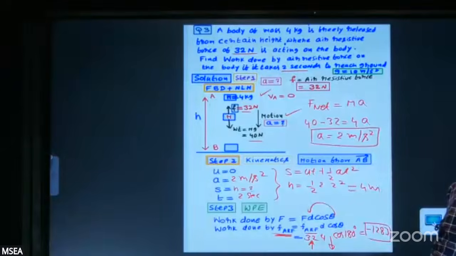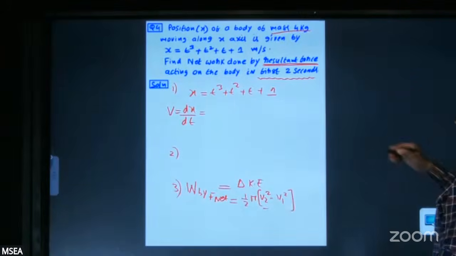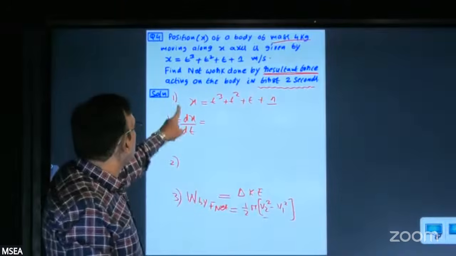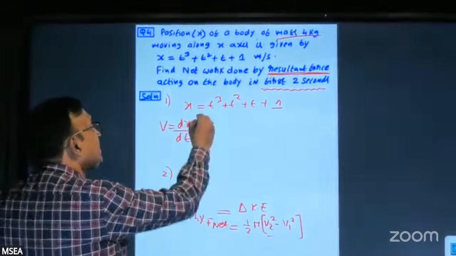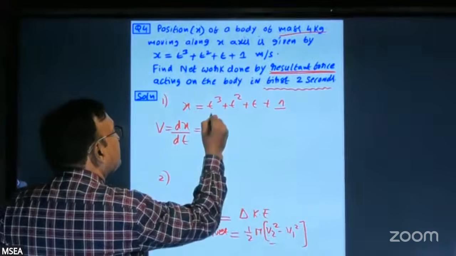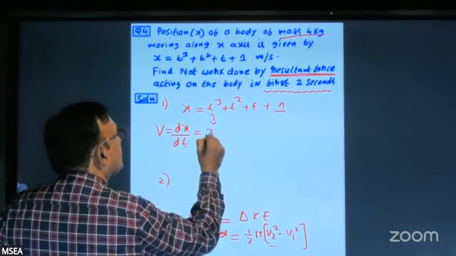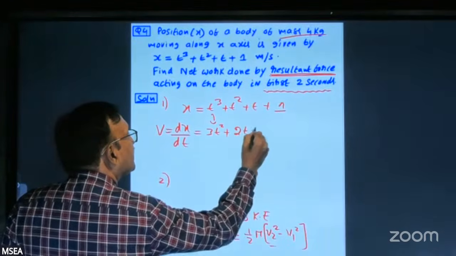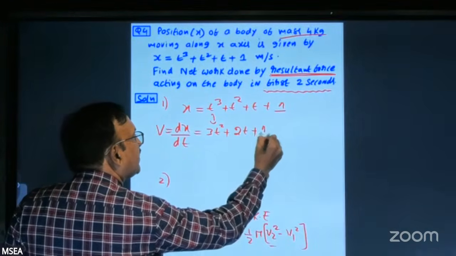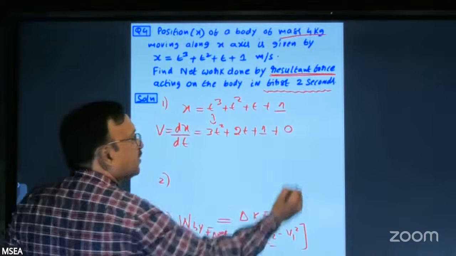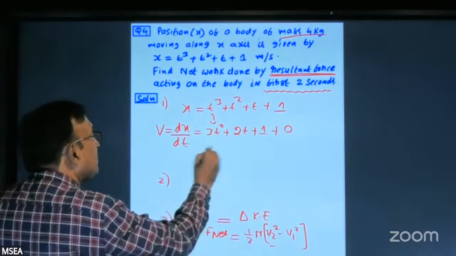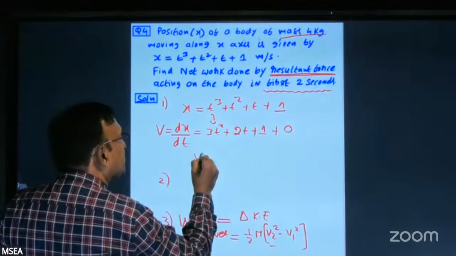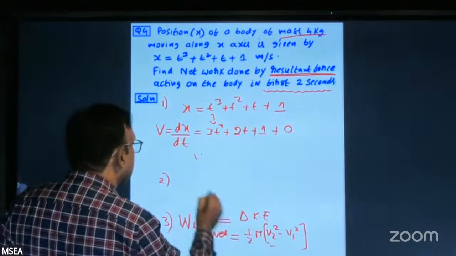Now recollecting where we stopped, x is equal to this. To find v means dx by dt. Each term you have to differentiate. Differentiation of t cube is 3t square. Differentiation of t square is 2t. Differentiation of t is 1. Differentiation of a pure number is 0. So v is equal to 3t square plus 2t plus 1.